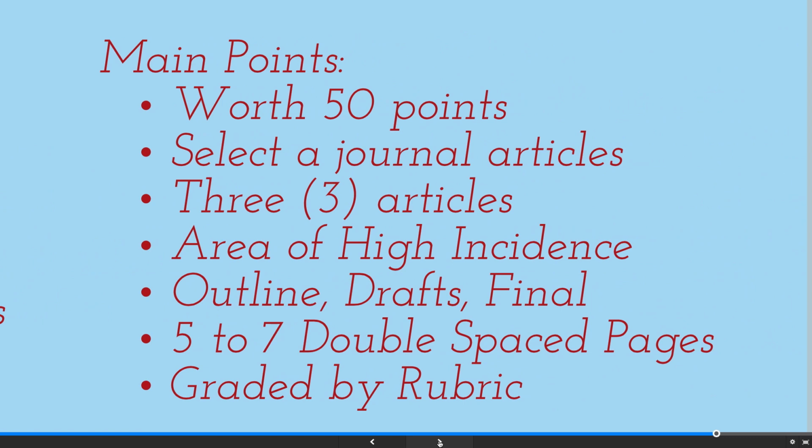So here's how it works. It's worth 50 points. You select, it says A journal articles. That's a terrible writing. You select journal articles. You select 3 of them. And they should be about something in the area of high incidence disabilities. Along the way, in the discussion sections, you'll show me the articles and your peers, and tell us what the focus of your research is about. You'll provide an outline, you'll do drafts, and then you'll provide the final.